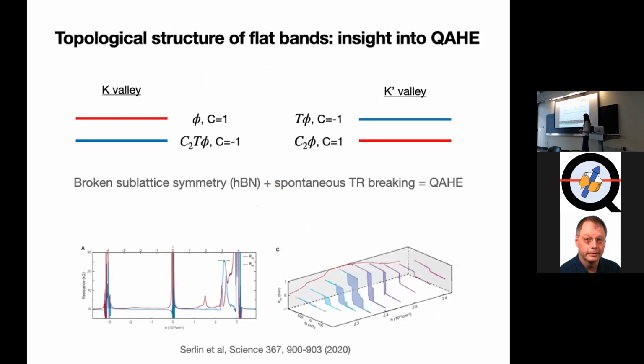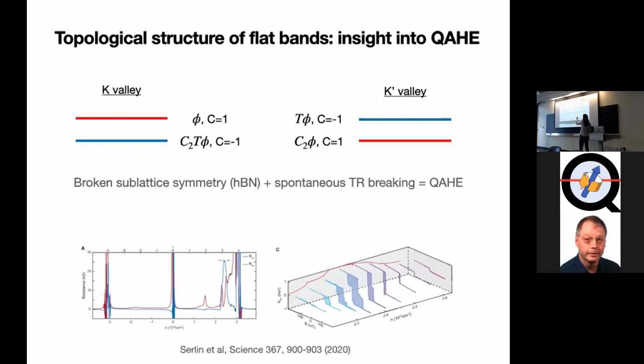We can understand some of the topological properties I've seen, or at least this gives us some hint as to topological properties. If we just look in one valley, we get these two flat bands. One is localized on one sublattice, one is localized on the other sublattice. Because we can exactly solve for these, we can see that they have a Chern number. The bands on one sublattice will have one Chern number, the other sublattice will have the other Chern number.